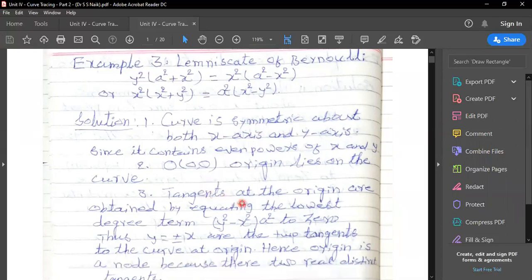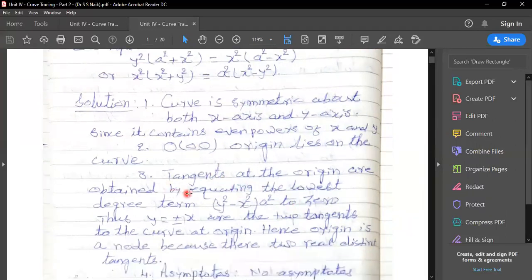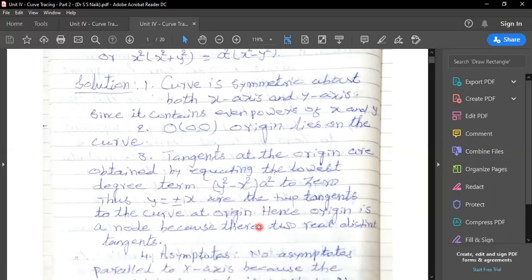Then the third point: tangents at the origin are obtained by equating the lowest degree term, that is y square minus x square into bracket a square, equal to 0. Thus, y equal to plus or minus x are the two tangents to the curve at the origin. Hence, the origin is a node. Here you have two distinct tangents at the origin. Therefore, the origin is a node.